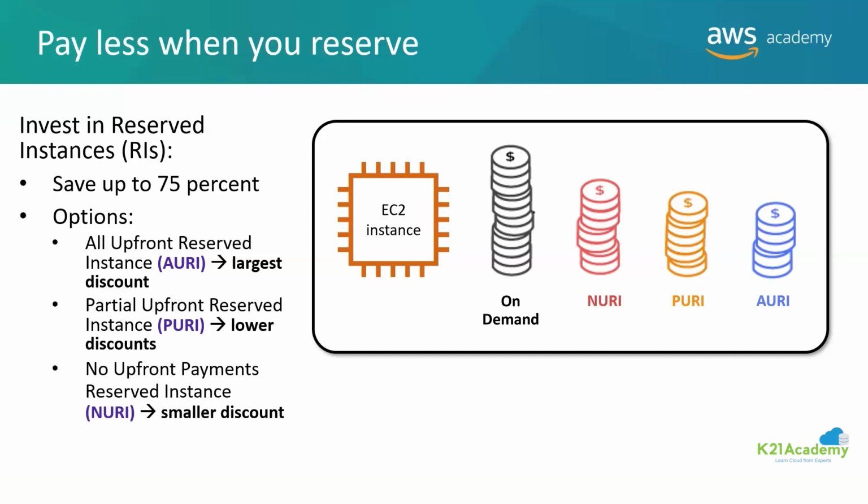There are other cases where you say, okay, I want to purchase in bulk, but I cannot pay you immediately. So what I can do is pay half of the amount at the moment and half of the amount later as well. But you will not get the same discount as previously, because you are not paying upfront entirely. And third, for the second, partially upfront reserve instance, you will get less discount as compared to the AURI. And NURI means no upfront payment reserve instance.